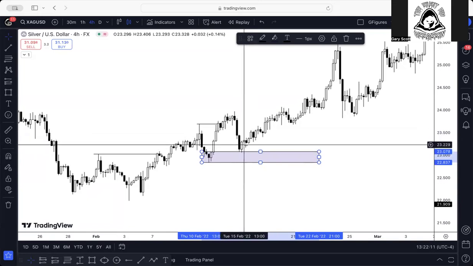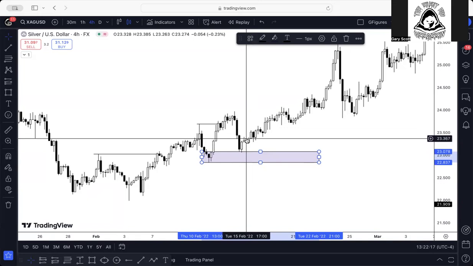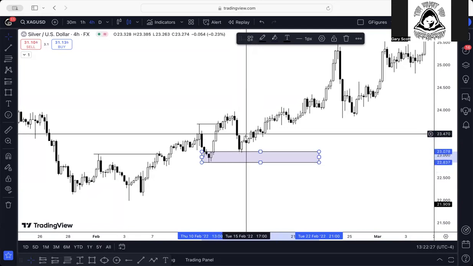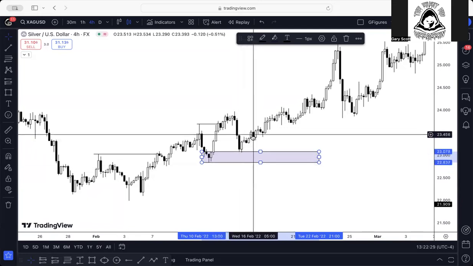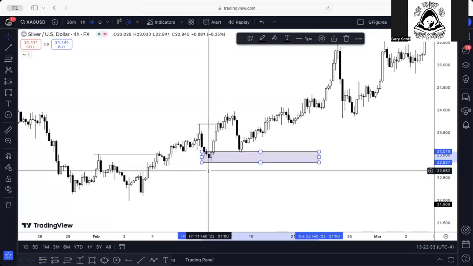So if it doesn't, what you want to wait for is a bullish candlestick confirmation that appears right above the order block, not below, above the order block. What you want to do then is place your SL below the order block.